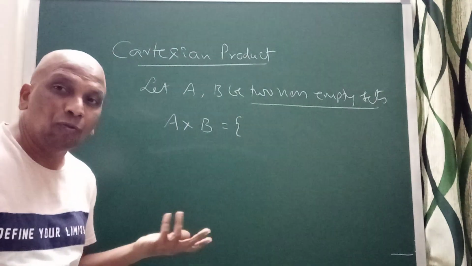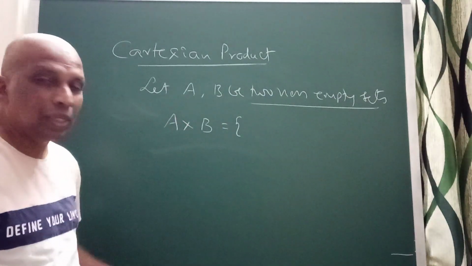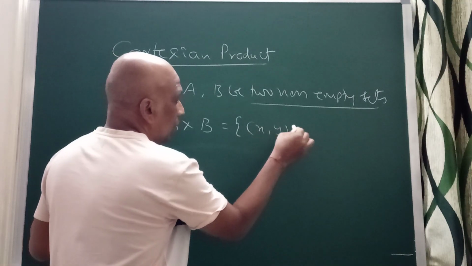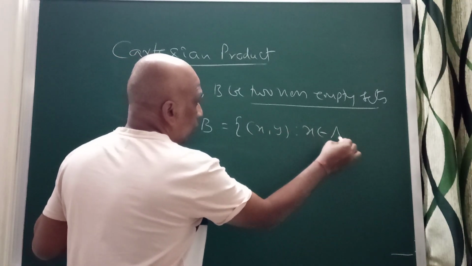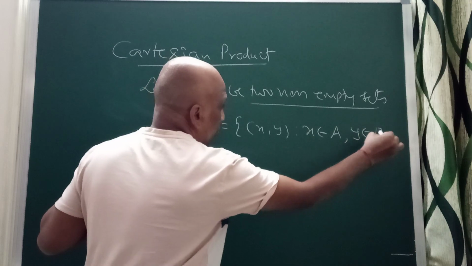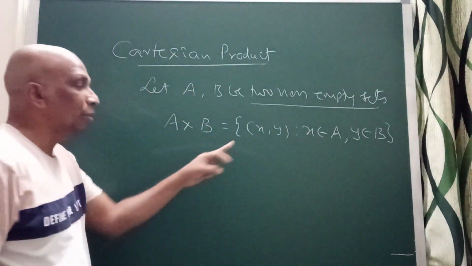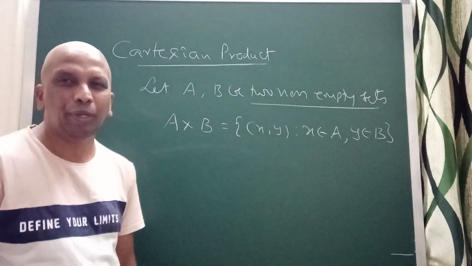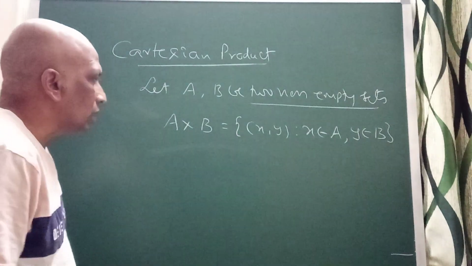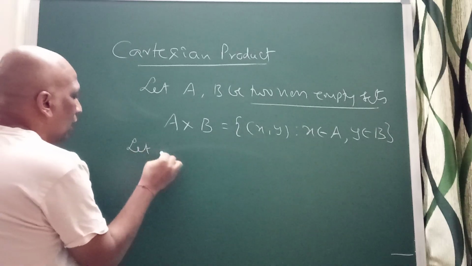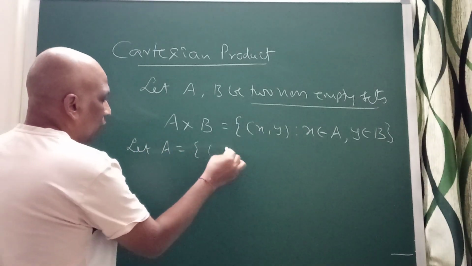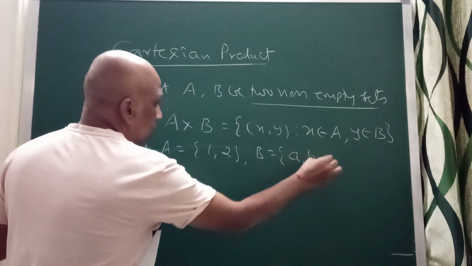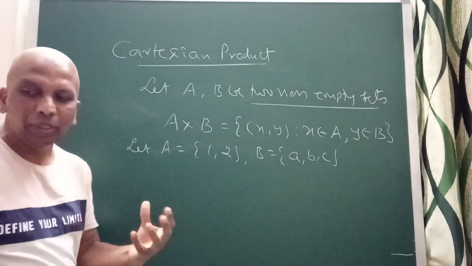A cross B is a set of x comma y such that x belongs to A and y belongs to B. You choose the first element from A and the second element from B. This is known as A cross B. For example, let A equal 1, 2 and B equal a, b, c.